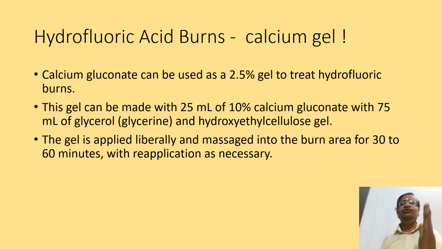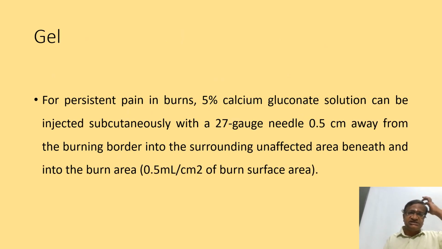Now we go to hydrofluoric acid burns. Calcium gluconate can be used as a 2.5% gel for hydrofluoric acid burns. We can also use it with hydroxy with glycerol calcium gluconate. The gel is applied and massaged on the affected area for 30 to 60 minutes. For persistent pain, a 5% solution can be injected subcutaneously. See here, people think only IV, but it can also be given subcutaneously, 0.5 centimeters away from the burn border.